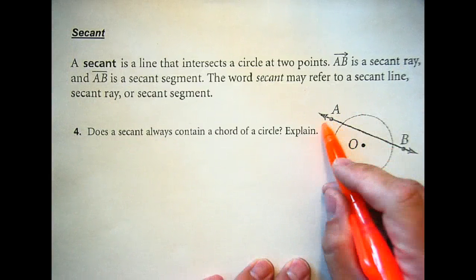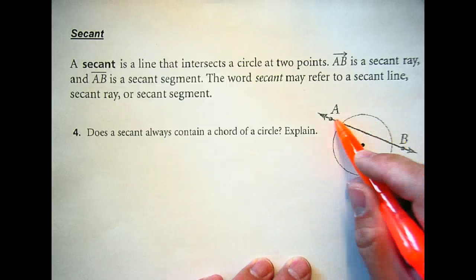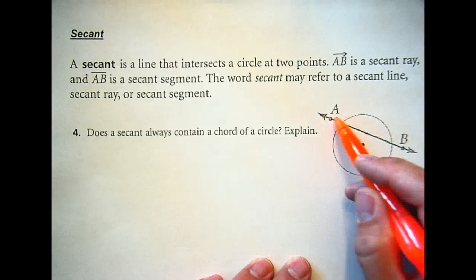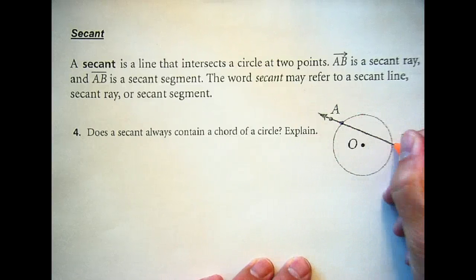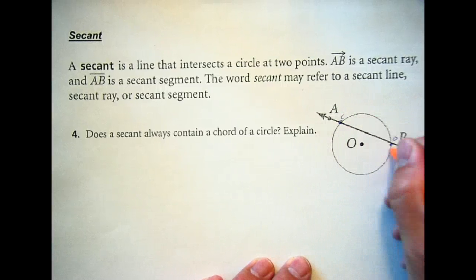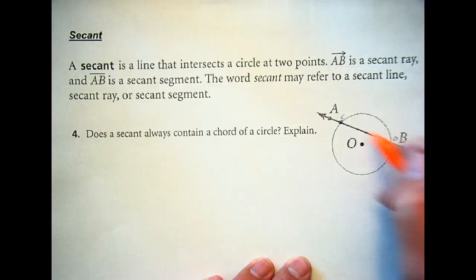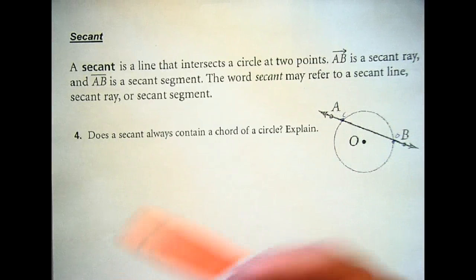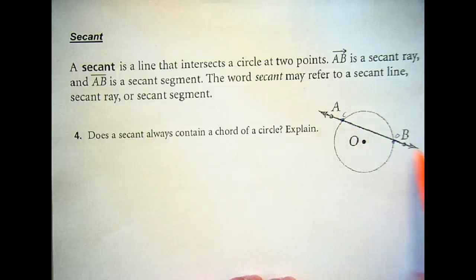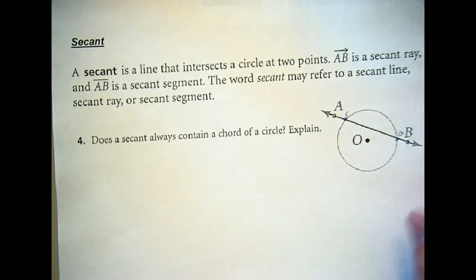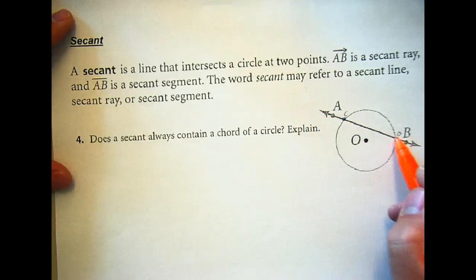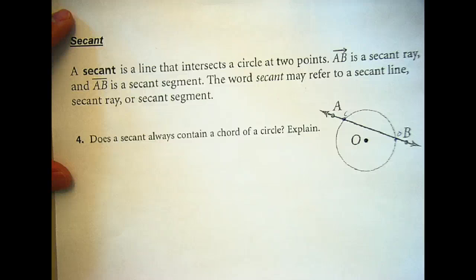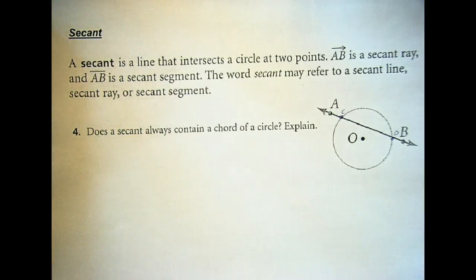Okay, the secant goes through a circle, hits a circle in 2 spots. It could be a ray from A to B. It could be like if we labeled, say, this point and this point and called it C and D. It could be a segment CD, which is a chord. That would be a part of a secant. So that would be a secant segment. It could be a line AB. Okay, so does a secant always contain a chord? Yeah, it has to. By definition, a secant has to contain a chord because it hits a circle in 2 spots. It goes through the circle in 2 different spots. Okay? Any questions on that?